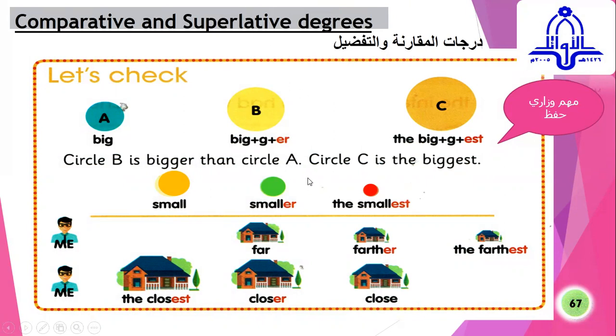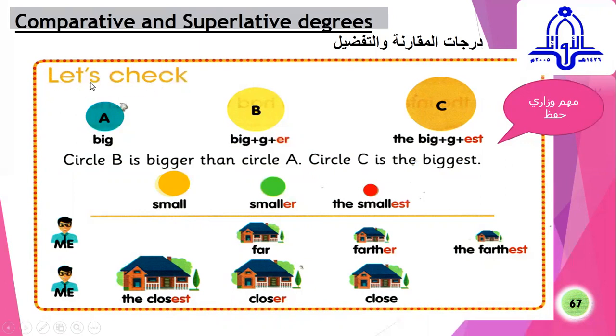الدرس مشروح بالتفصيل في كتاب النشاط. إذا هنا بس راح ندرس بعض الصفات المهمة اللي يجب أن تحفظ وهي مهمة حفظ ووزارية. لكن we will illustrate and explain the lesson briefly within your activity book. راح نشرح الدرس بالتفصيل في كتاب النشاط. So we have, let's check.